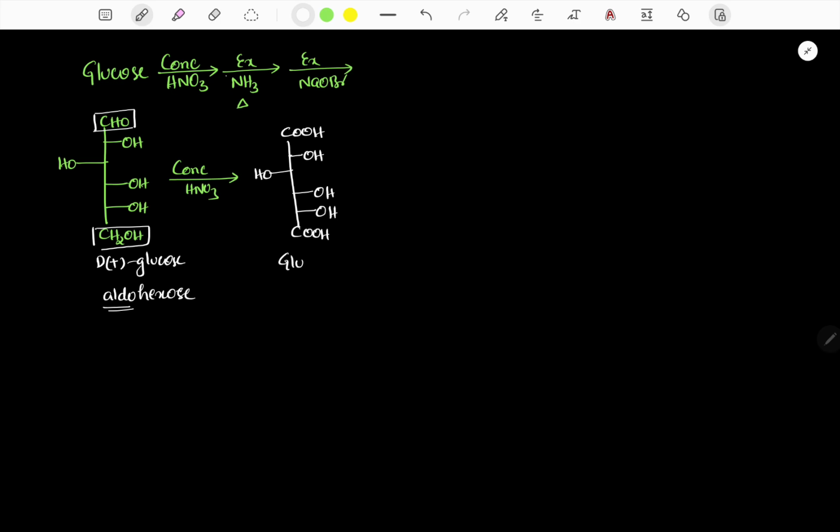It is called glucaric acid, and it is in the saccharic acid family. That means if the first carbon and last carbon are COOH in carbohydrates, that is the saccharic acid family. Since it is produced from glucose, that's why it is glucaric acid. Now the glucaric acid is treated with excess ammonia and heat. We know that alcohol plus ammonia gives no reaction because OH minus is not a good leaving group.